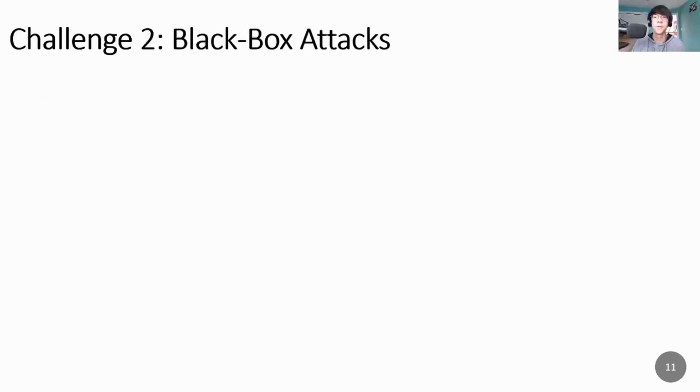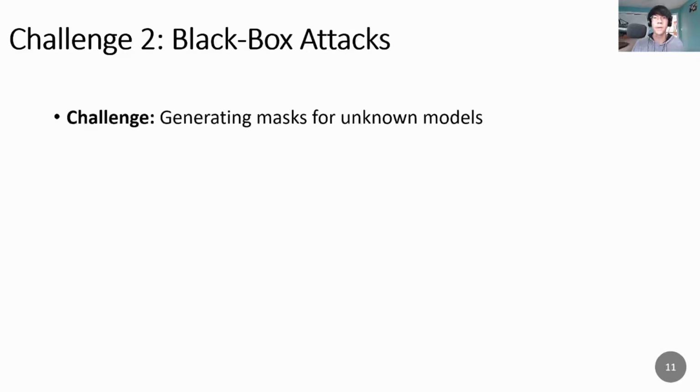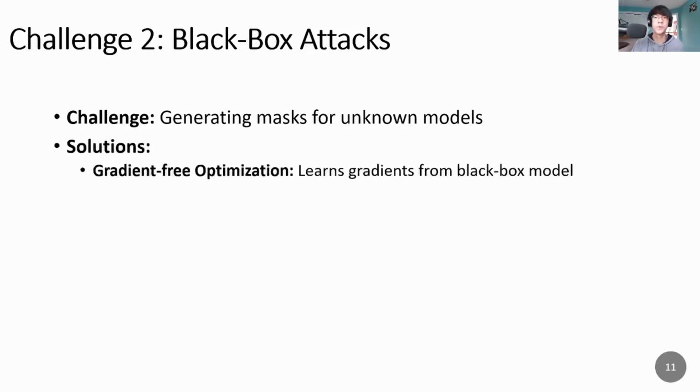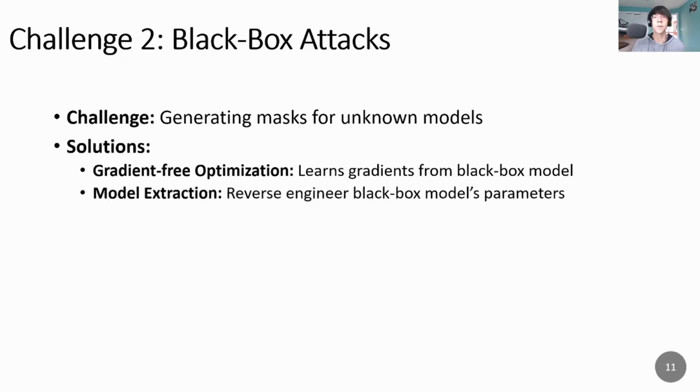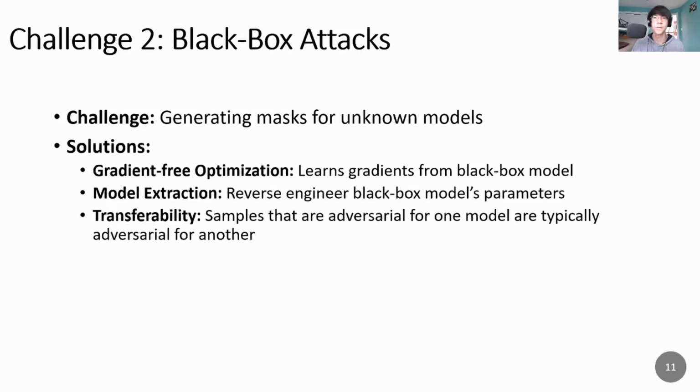The previous formulation assumes white box access to the model, which is not the case in our setting. To enable black box attacks, some solutions do exist. We can use expensive techniques like gradient-free optimization to learn gradients, which can further be used for downstream evasion efforts. We can reverse engineer the black box model's parameters using model extraction attacks, or we can generate adversarial examples that transfer from one model to another.